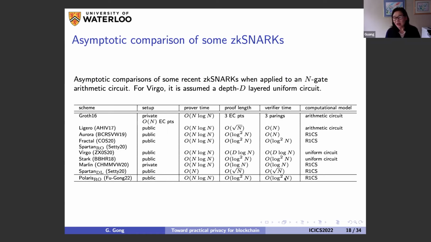So asymptotically, we have comparable bounds for the proof length and the verifier time. However, in the concrete setting, for example, this big O here, this constant could be very large, but we could make it very small.